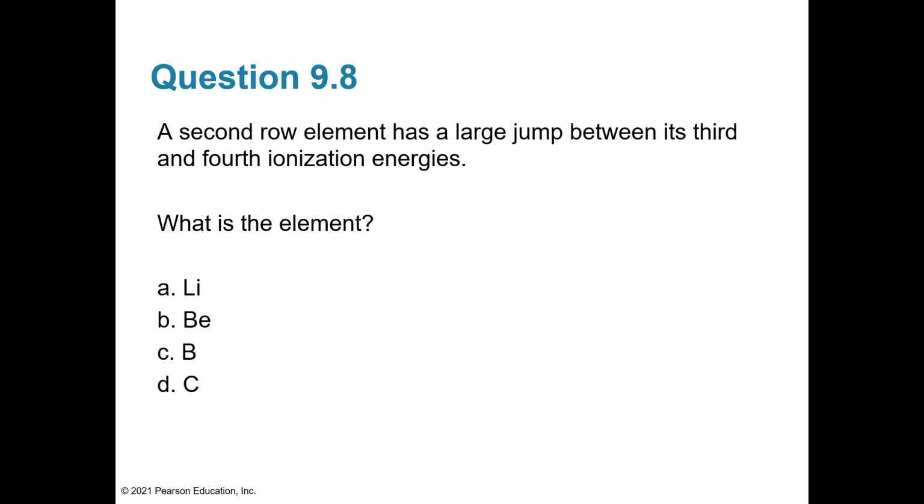Now let's test your understanding. A second row element has a large jump between its third and fourth ionization energies. What is the element? So press pause, look at your periodic table to figure it out. And when you're ready for the answer, click play.